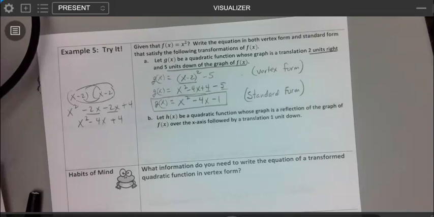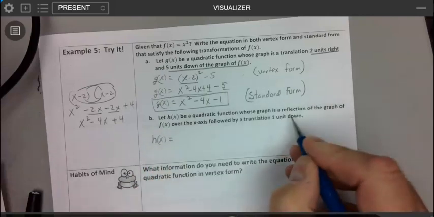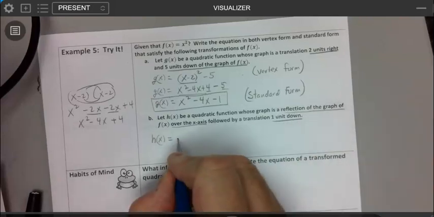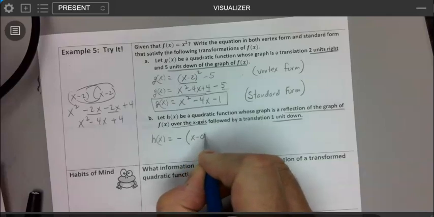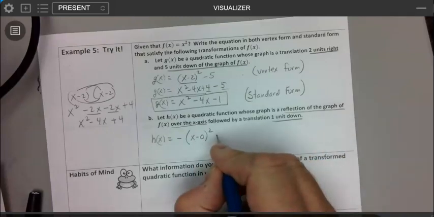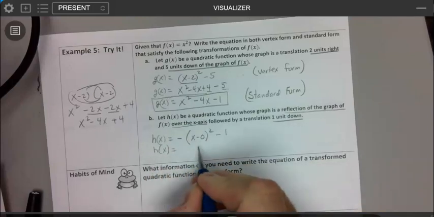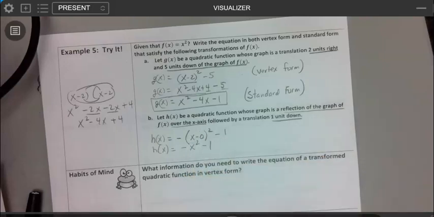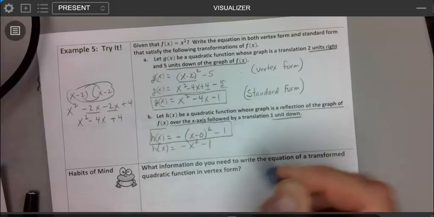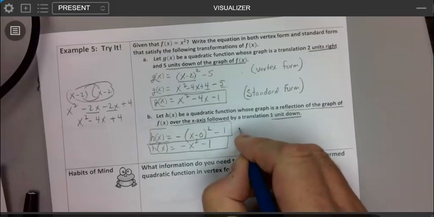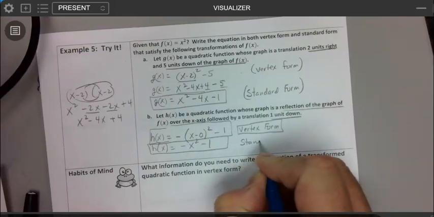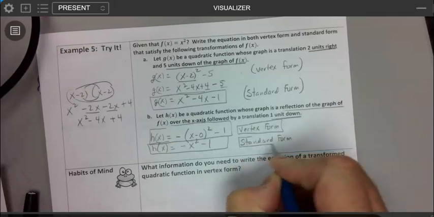Okay, then it says this. Let h of x be a quadratic function in which the graph is reflected over the x-axis from the graph of f of x, followed by a translation 1 unit down. So we know if we have this right here, there's no shifting right or left, so it's x minus 0. If you just want to write x squared, that's fine. And 1 unit down, so it'd be minus 1. So right now we have this. There it is in vertex form. You probably will write it in vertex form more like this. And then this here would be standard form. So vertex form here and standard form here.